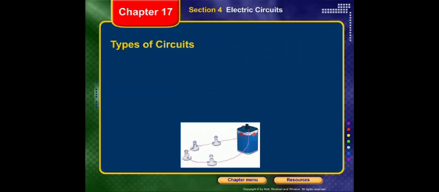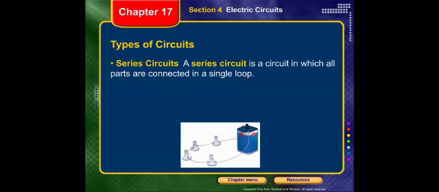Then we'll talk about the types of the electrical circuit. As we know, there are two types of electrical circuit, depending on the way the loads are connected to one another. The first type is a series circuit. In a series circuit, all parts are connected in a single loop, and all charges have only one path to follow, moving in a circle, and all loads share the same current.